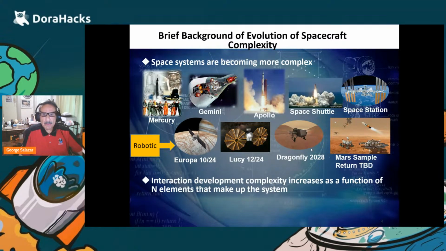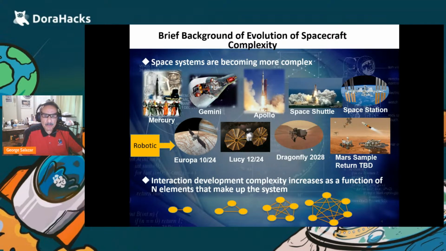Interaction in the development of complex systems is a function of n elements. The more people, the more things you have interacting, the more complexity there is. Right there, I'm showing you a representation of how, as you have more elements, and these elements could be spacecraft systems, people, or spacecraft systems and people, there's more interaction in terms of communications and interfaces. And of course, the interfaces are one of the riskier things associated with complex missions.